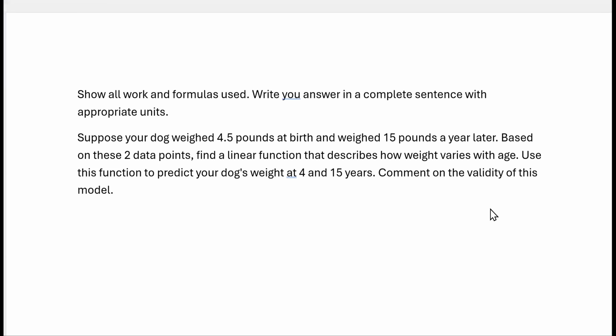Okay, let's look at this problem here. Show all your work and formulas used. Just write, that's supposed to say write your answer in a complete sentence with appropriate units.